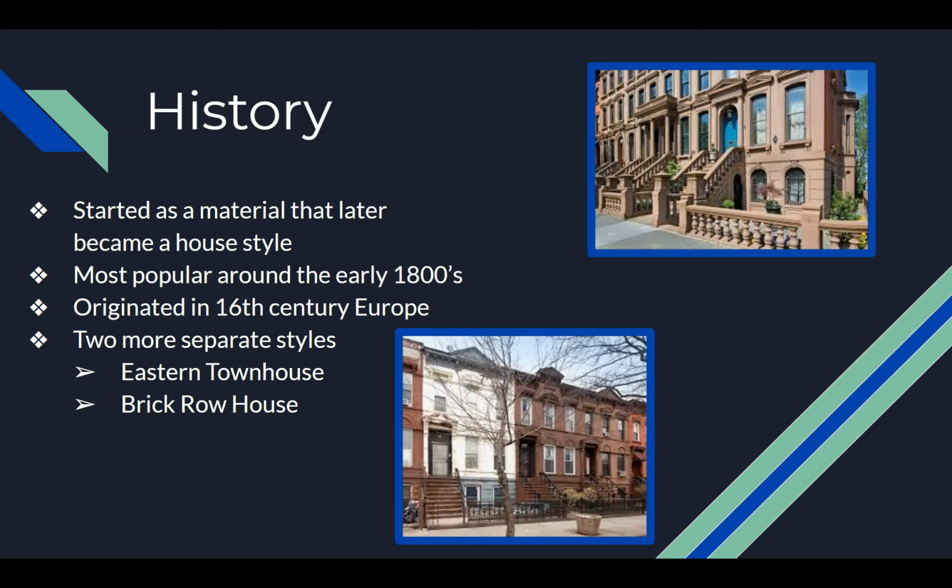The brownstone has two sort of styles. It has the Eastern townhouse and the brick row house. Over here you can see the Eastern townhouse, and here's the brick row house. They're just a little bit different. The Eastern townhouse is a bit more intricate on the outside than the brick row house.